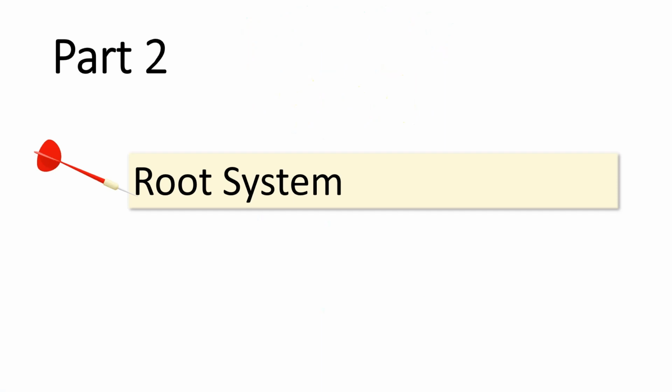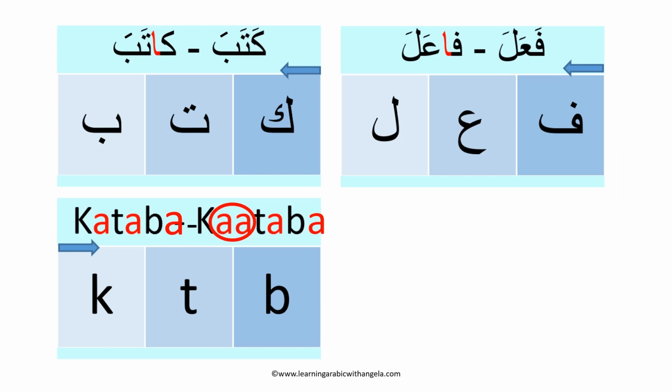Part 2. The root system. Any verb in Arabic is based on a root, Arabic being a Semitic language, and the root is typically made up of three or four consonants denoting the basic meaning, or the root meaning, of the verb.